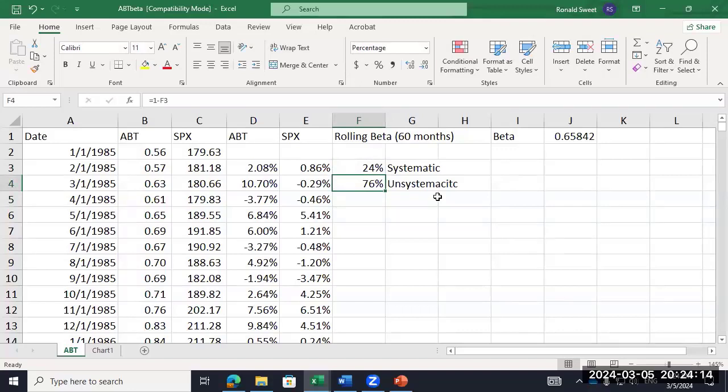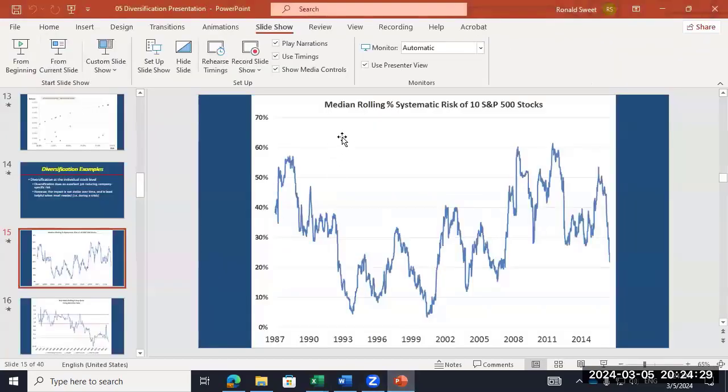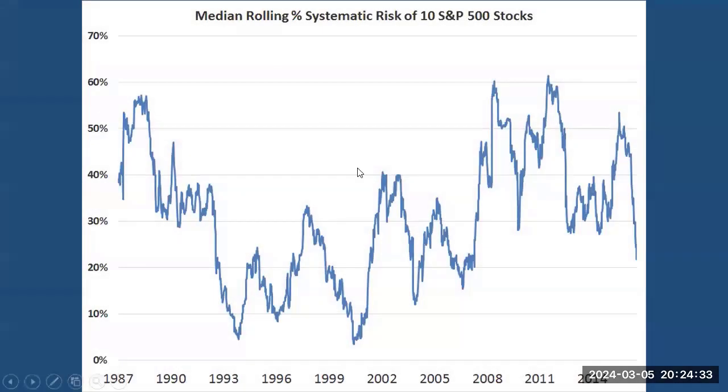It disappears when you diversify in the portfolio. Only 24% of the risk is tied to the market. See how easy that percentage that I got is? You just get the R squared of each stock versus the market. You notice here, this is the median of the 10 stocks. So I took each stock and did their R squared to the market, and I just took the median of that. And in 1993, it dropped down to like 5%.